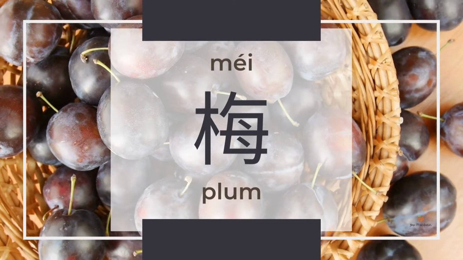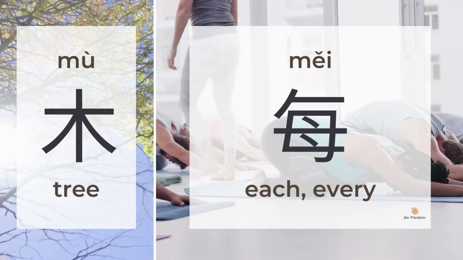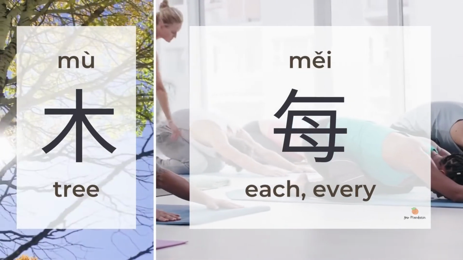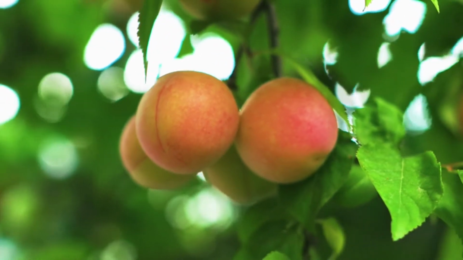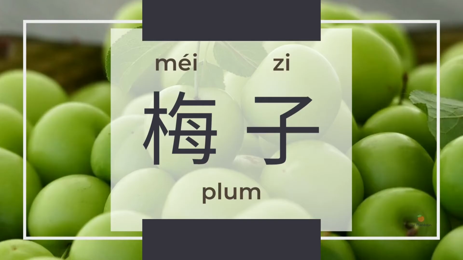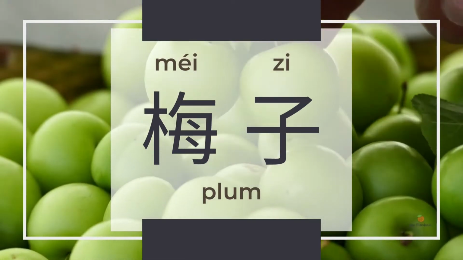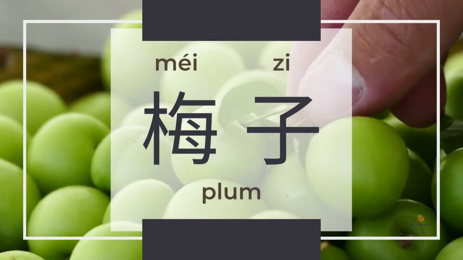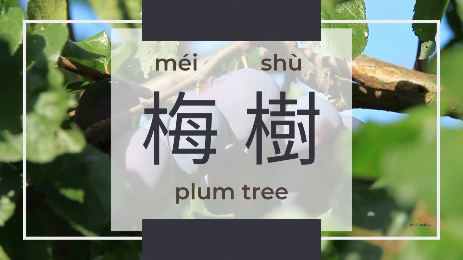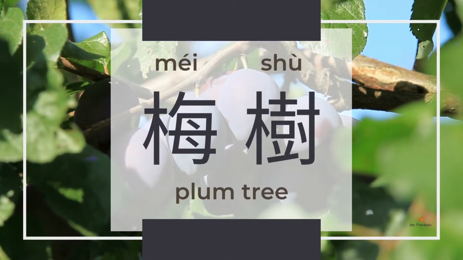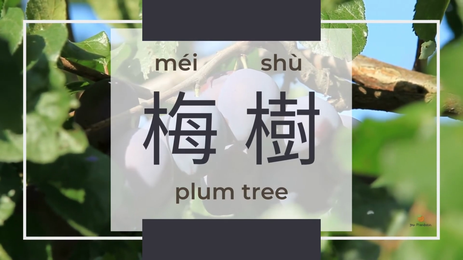梅 means plum. It's the left 木 tree and the right 每 each. 梅 plums grow on trees, so the radical is 木 tree. 2 examples. 梅子 is a plum. I explained 子 in another video. I leave the link in the description. 梅树 indicates plum trees. 树 means trees, and the Chinese radical is also the left 木 tree.